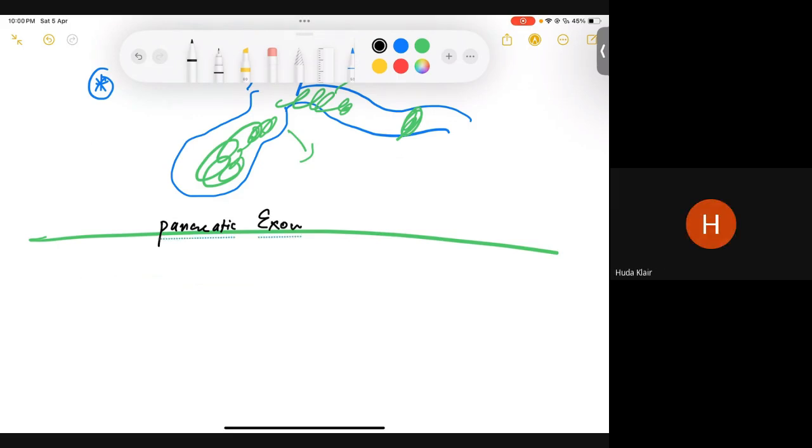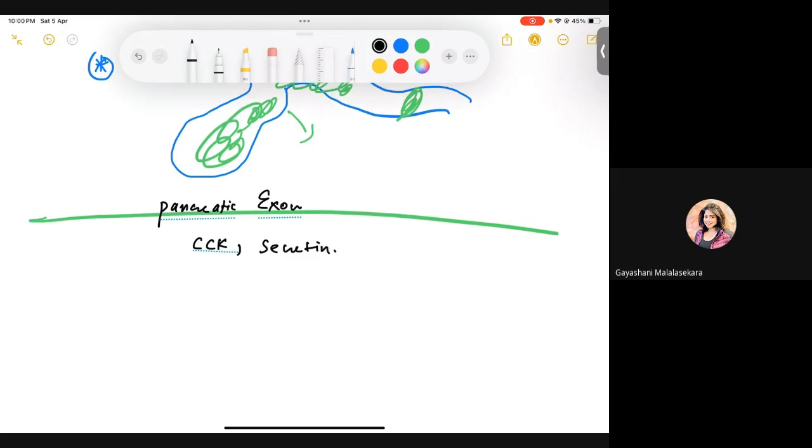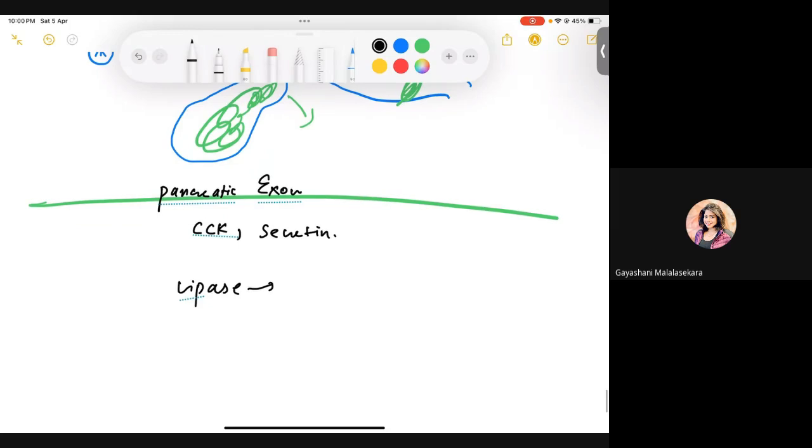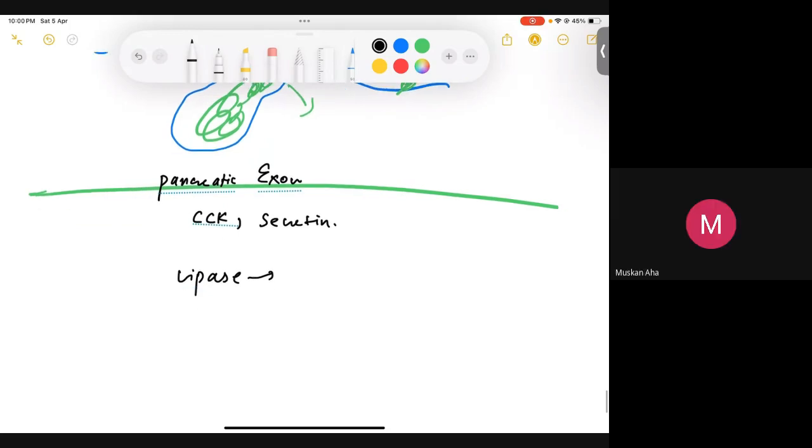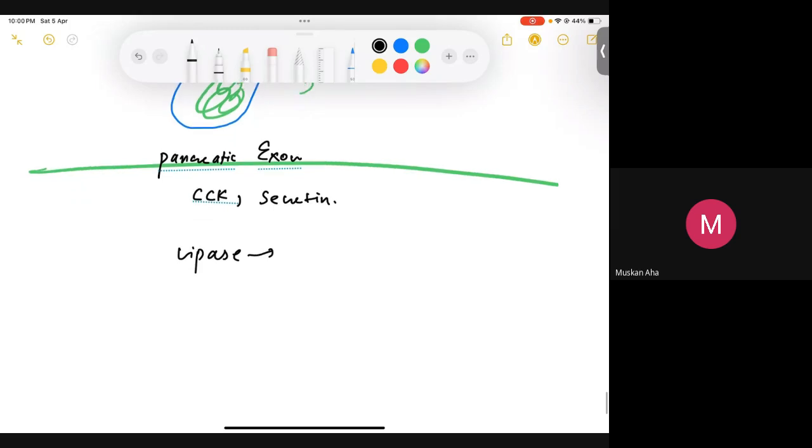Okay, first of all, let's discuss which hormones help in the release of these enzymes, as we discussed already. CCK, perfect, and secretin as well, right? Okay, what are the enzymes? Lipase. What's the function of lipase? Everyone knows that. Fatty acid digestion, right? Degradation of your triglycerides, cholesterol esters, phospholipids, right? Proteases.